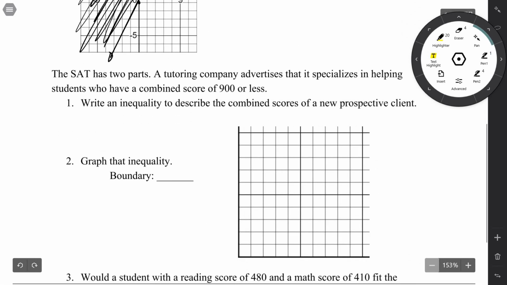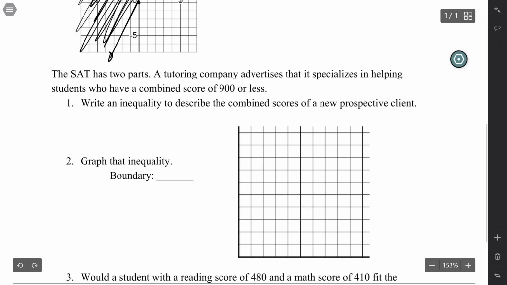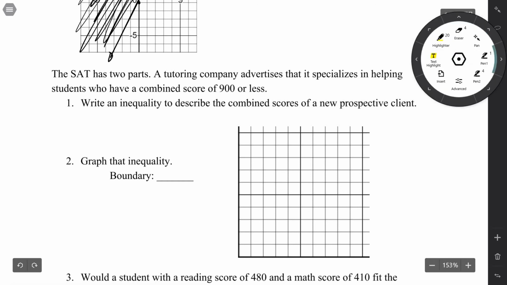Let's go through a word problem here. The SAT has two parts. A tutoring company advertises that it specializes in helping students who have a combined score of 900 or less. Write an inequality to describe the combined scores of a new prospective client. So, combined score, we've got two different sections of the SAT. We've got math, and I believe it's reading. Let's see, I'm going to call math x, and I'm going to call reading y. It doesn't matter in this case.